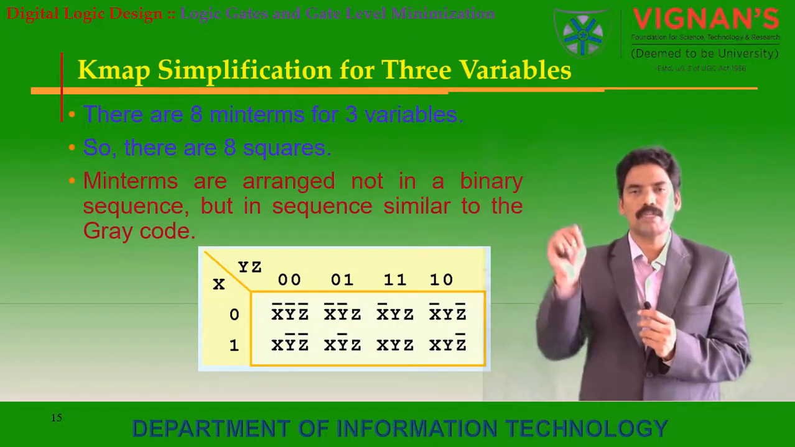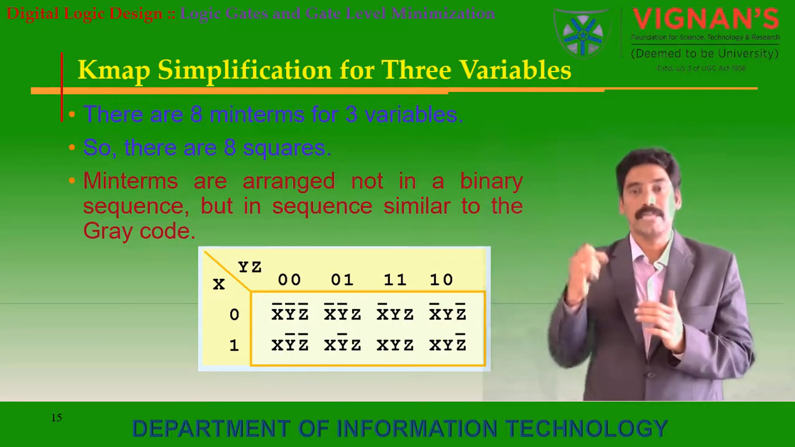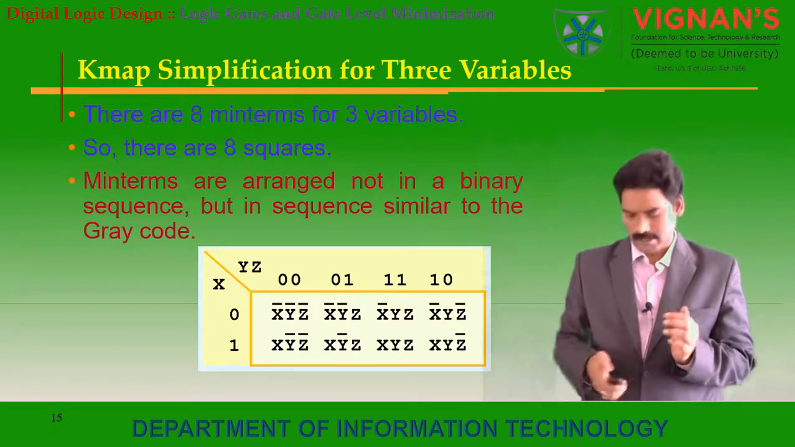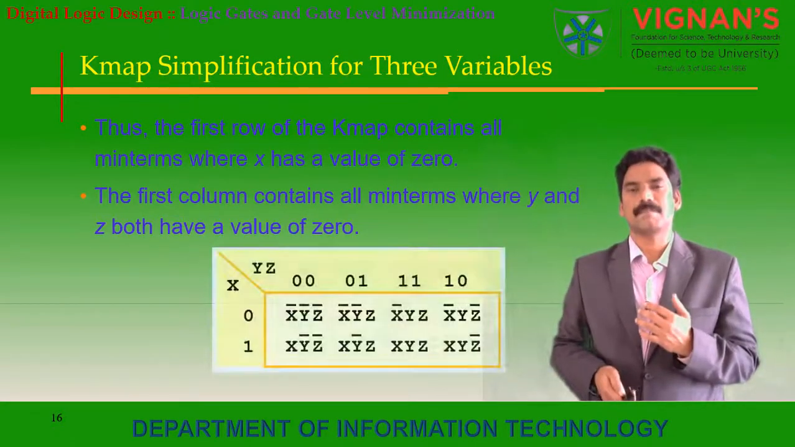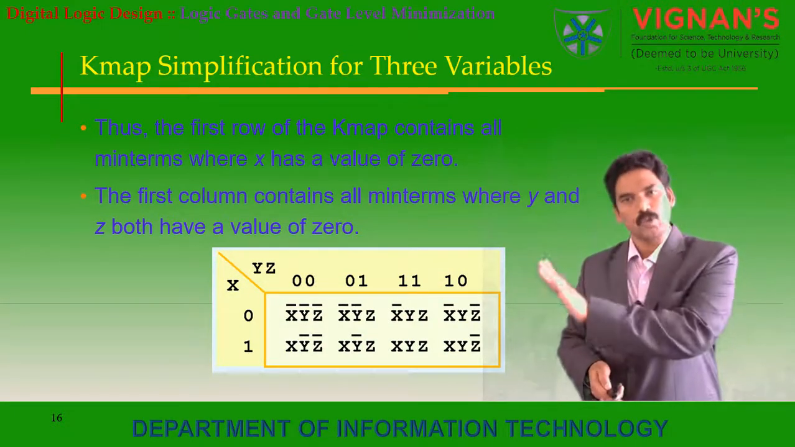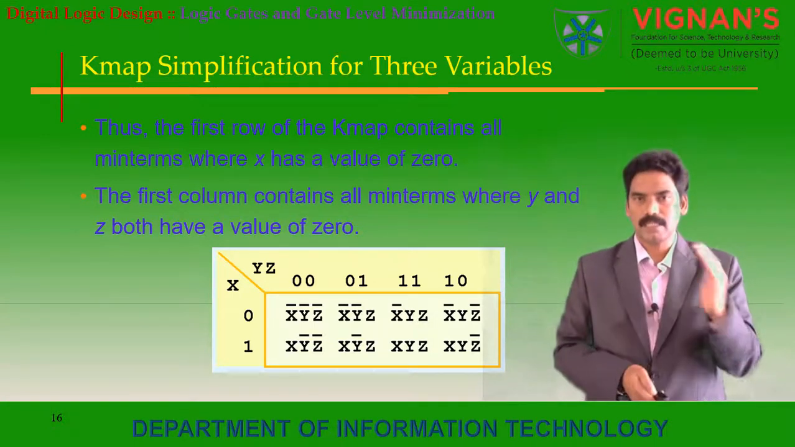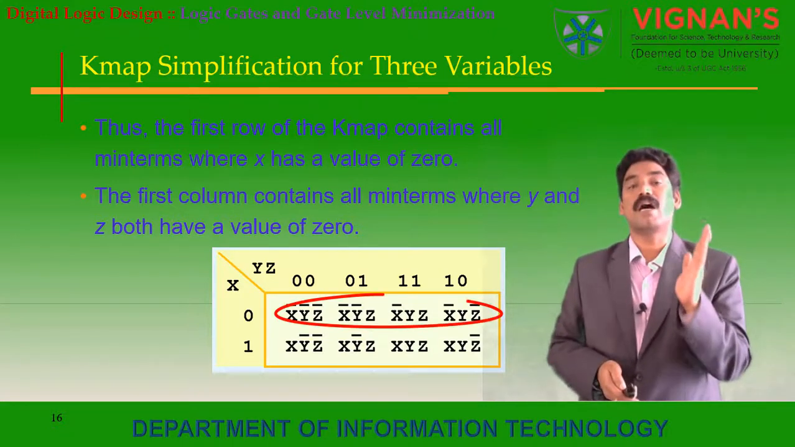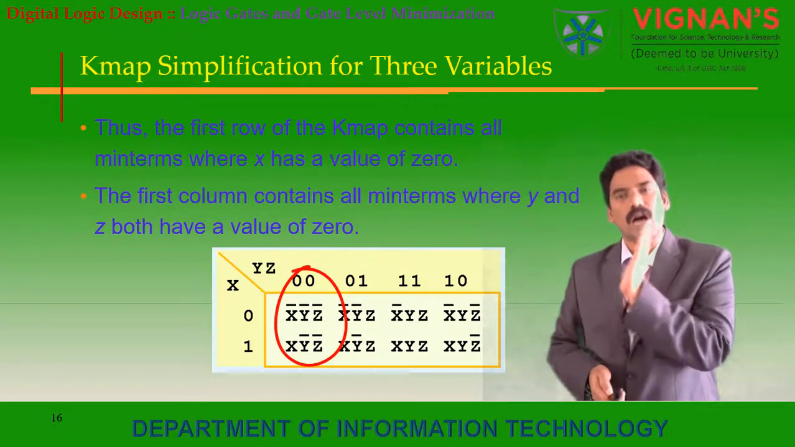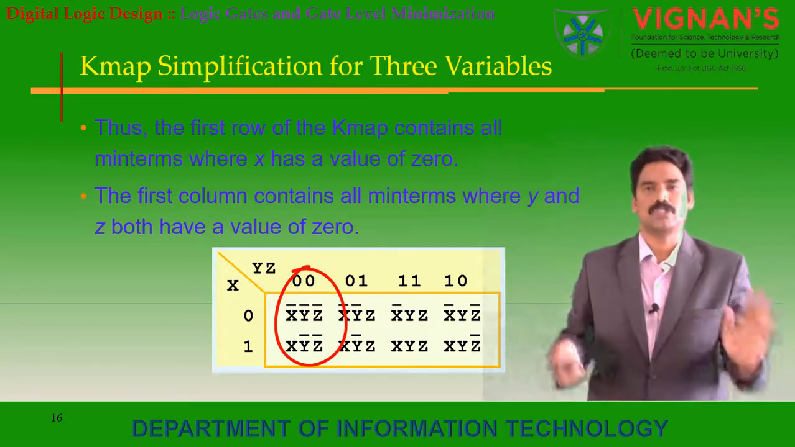So now this is a 3 variable K-map. Here 0 0, 0 1, 1 1 and 1 0. The sequence varies like this: x bar y bar z bar, x bar y bar z, x bar y z, and then x bar y z bar. Then we will represent this as numbers, that is 0, 1, 3, 2, 4, 5, 7, 6. These are the minterms. Thus, the first row of the K-map contains all minterms where x has a value 0, and the first column contains all minterms where y and z both have a value 0.